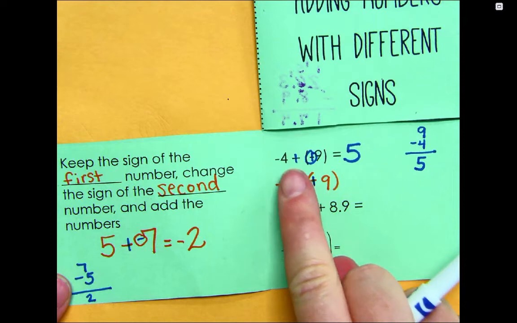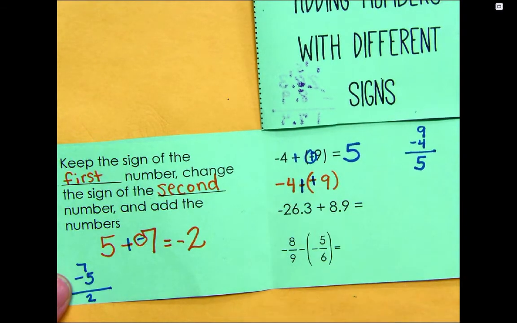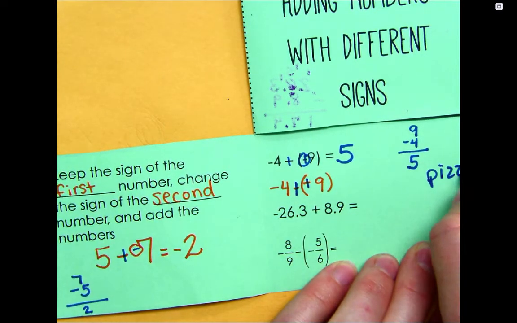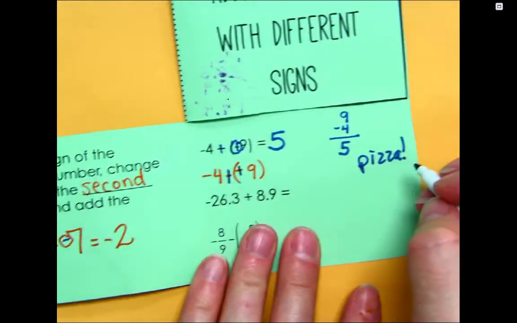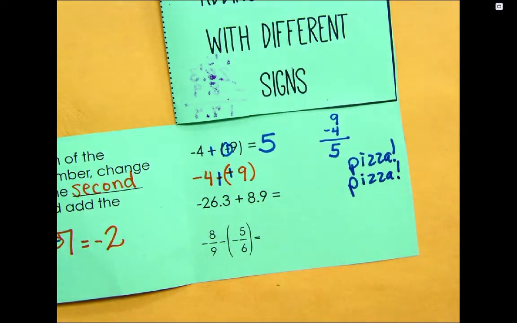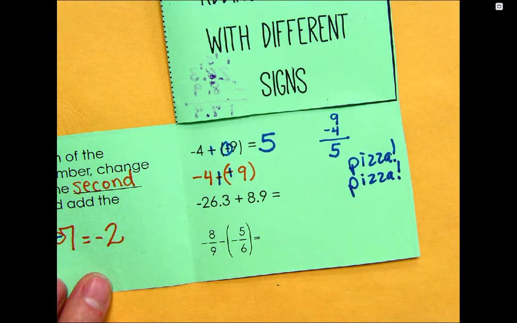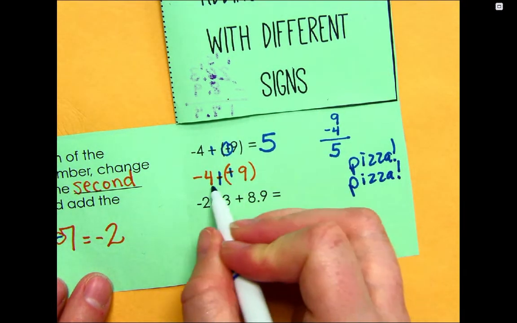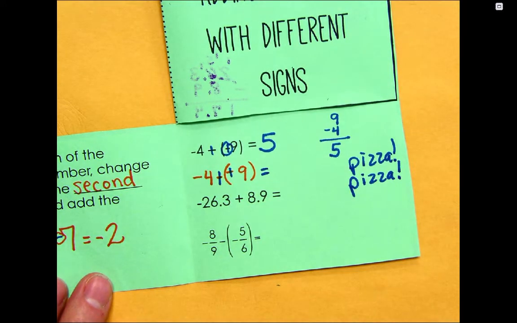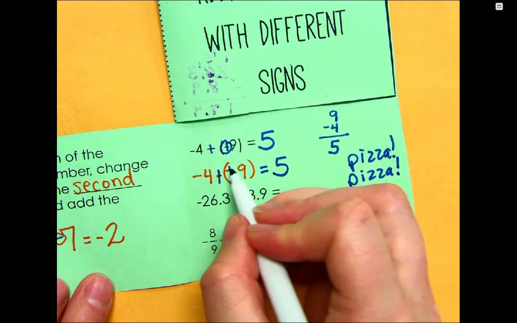I did the exact same thing I did up here, but all I remembered was two negatives. I do pizza, pizza. So if you want to write that, pizza, pizza, so you don't forget. So two negatives, minus a negative, you do pizza, pizza. And then we do the same thing, negative 4 plus 9. You subtract 9 minus 4 and keep the sign of the larger, which is the 9.